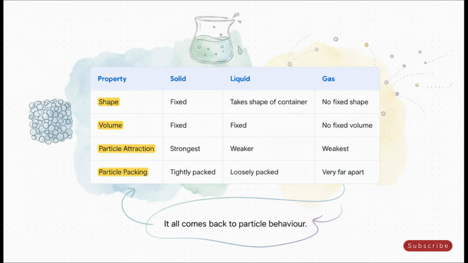And look, see how it all goes back to those particles? In a solid, they're packed super tight, with a really strong attraction, which gives it a fixed shape. In a liquid, they're a bit looser, so they can slide around and take the shape of their container. And in a gas, they're just flying all over the place, so far apart they have no fixed shape or volume. It really does all come down to how the particles are behaving.